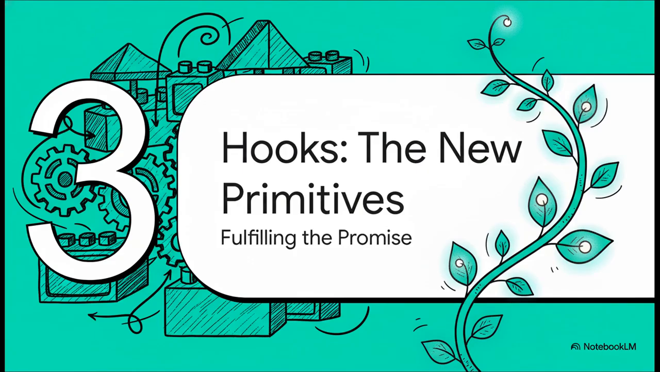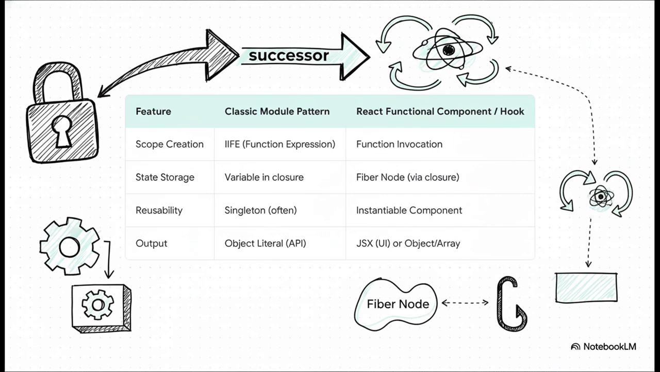When hooks dropped in React 16.8, it wasn't just some new feature. No way. It was a complete revolution in how we think about and write components. Hooks gave us the real building blocks we needed to finally fulfill the promise of those early patterns, but in a way that felt completely natural to React. So if you really squinted, a custom hook is basically the true modern successor to that classic module pattern we talked about. It does the same thing. It encapsulates state and logic using closures, just like the old pattern did.